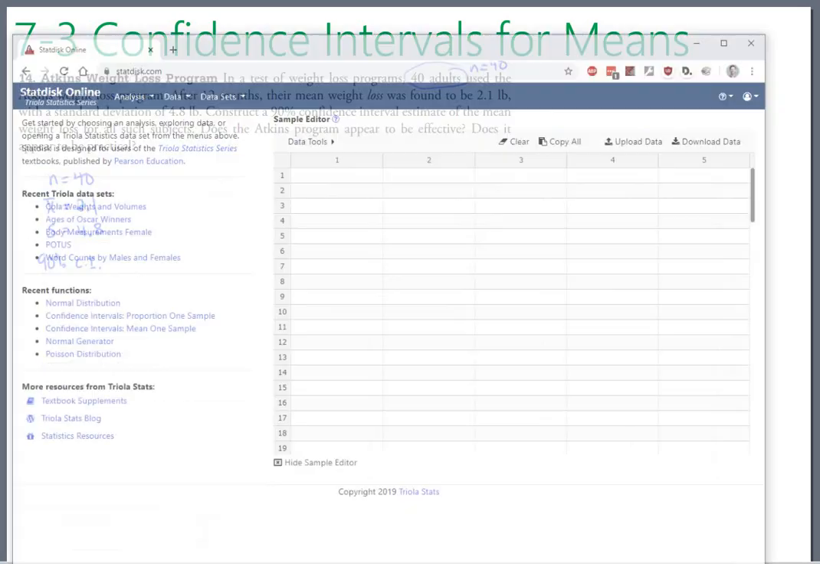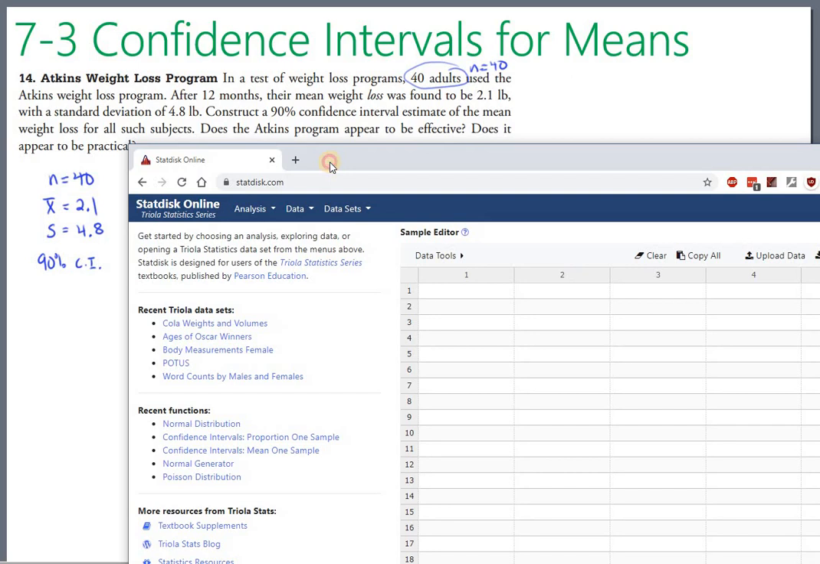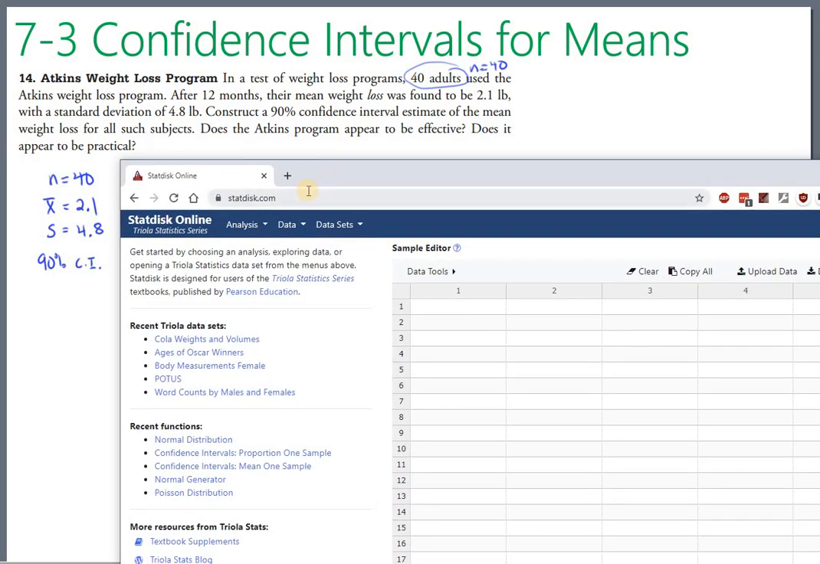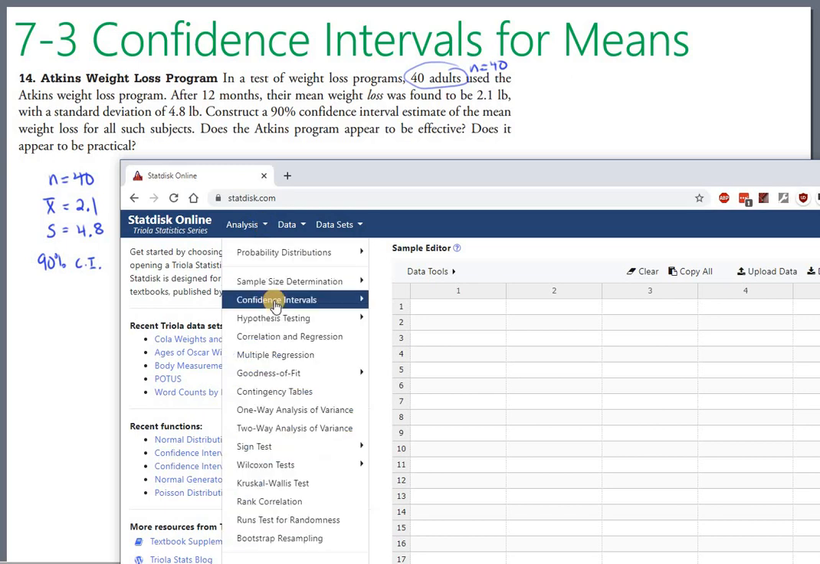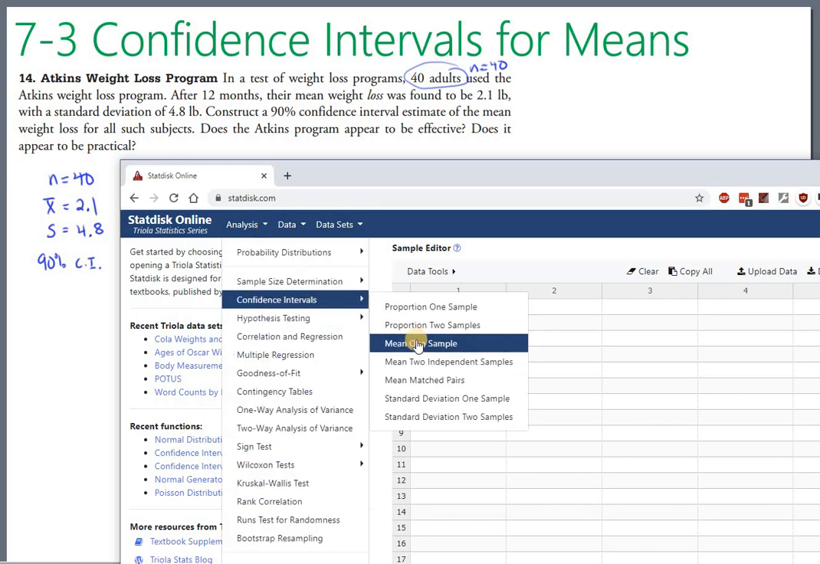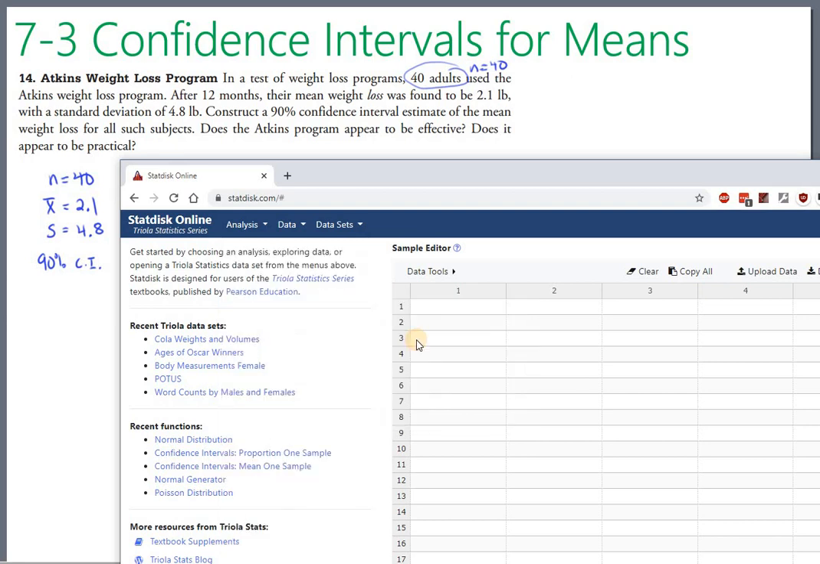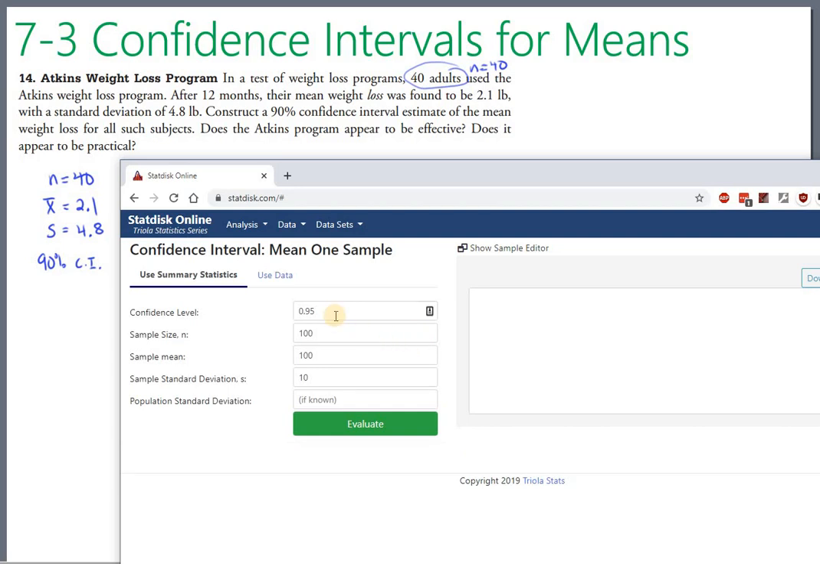So let's get StatDisk going here. I think I can see StatDisk and those numbers at the same time. So we need a confidence interval, a confidence interval for a mean. I'm not doing a proportion right now, we're doing a mean. And the confidence level is going to be 0.90. The sample size was 40 people. The sample mean was 2.1, and the sample standard deviation was 4.8. And we do not know the population standard deviation. So we're ready to just hit evaluate and get our 90% confidence interval.